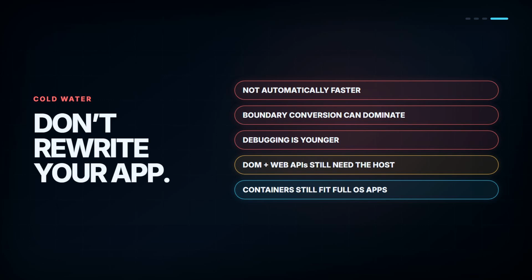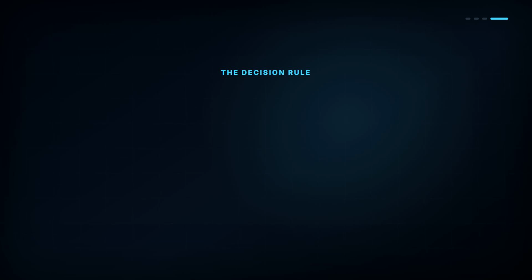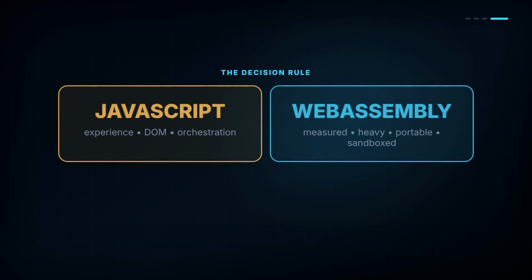The new engine does not have to burn down the old factory, but do not turn that momentum into a rewrite plan. WebAssembly is not automatically faster than optimized JavaScript. Tooling and debugging are less mature. Data conversion can dominate short tasks. Browser modules still rely on JavaScript for the DOM and most web APIs, and containers remain the practical default when an application expects a full operating system environment.